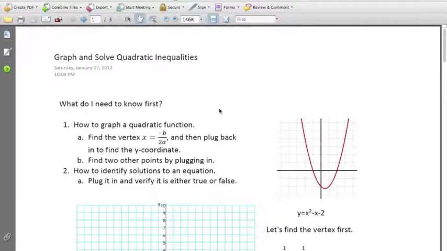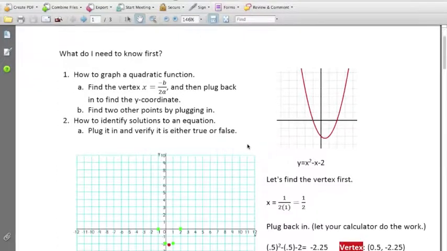Welcome to the tutorial covering the section about graphing and solving quadratic inequalities. We're going to go back a little bit and really break it down to the basics. In order to do what this section talks about, it's going to be really vital that I be able to graph a quadratic function. If I can't graph it, then there's no way to do what we're going to ask you to do when we get to the main part of the chapter.